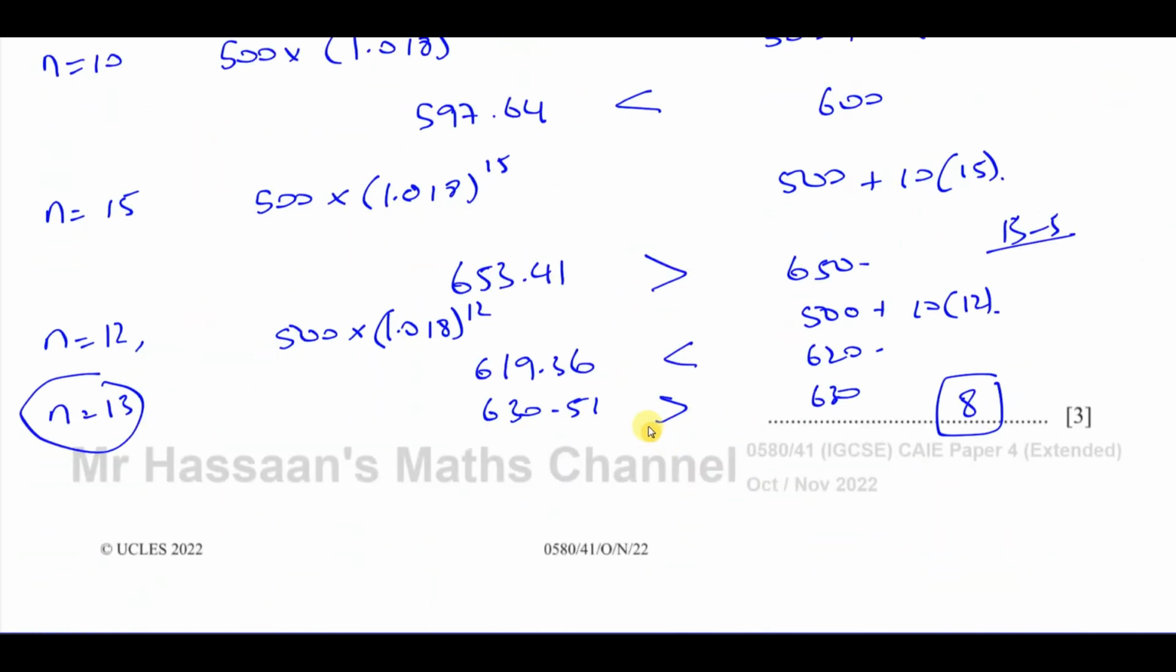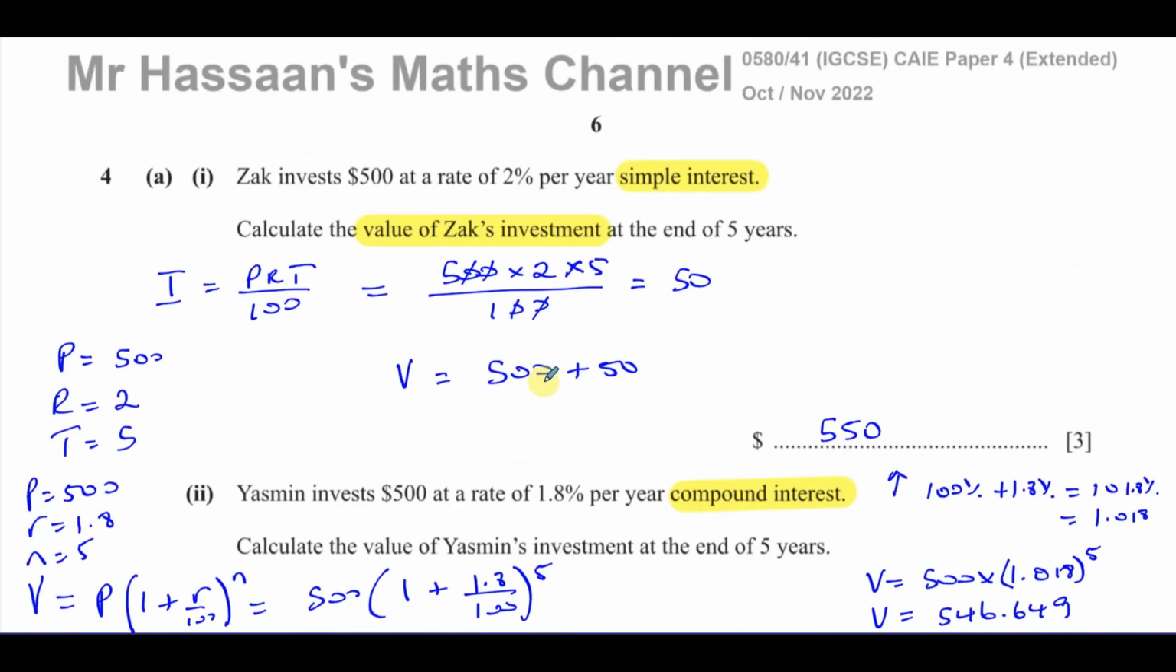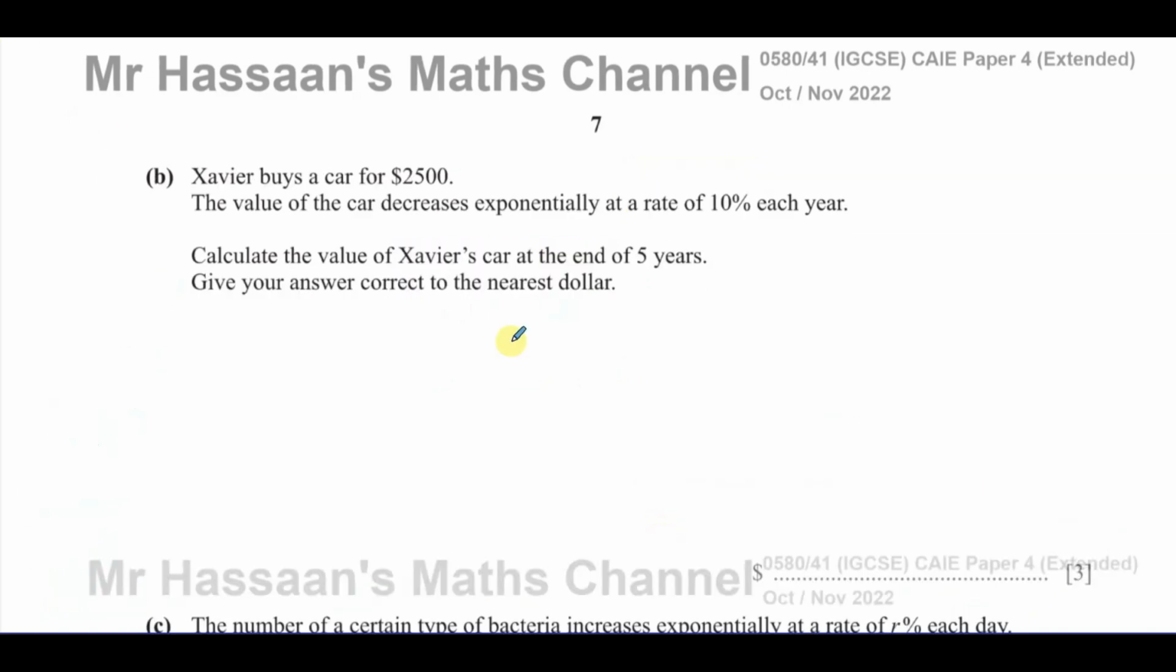Right, so that completes part A of question number 4. It's all about exponential increase and simple and compound interest. All right, now let me see the next part of the question.